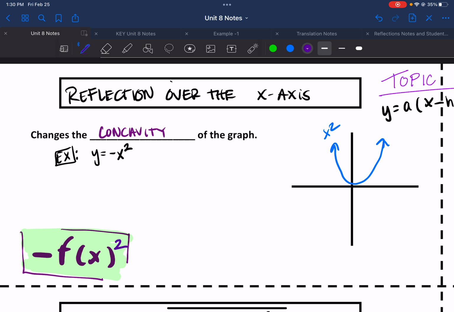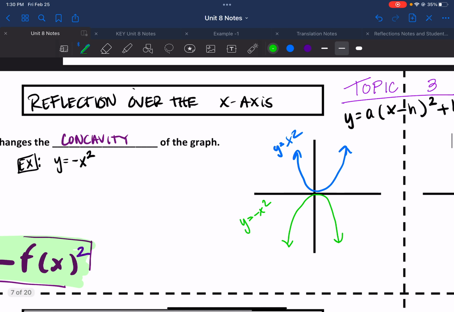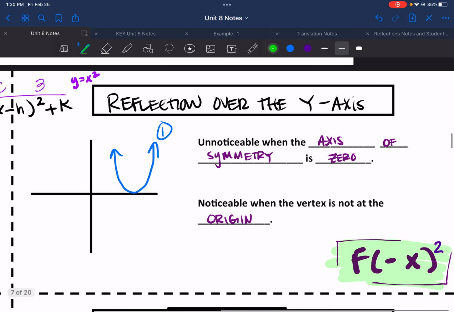So this is what your parent function would look like here, right? So you would have y equals x squared, and that's your parent function. Now, your function when you have a negative, or y equals negative x squared, all right, it would look just like this. It reflects over the x-axis, all right? And that is as easy as that one gets. So we have over the x-axis, and then we have a reflection over the y-axis, okay?